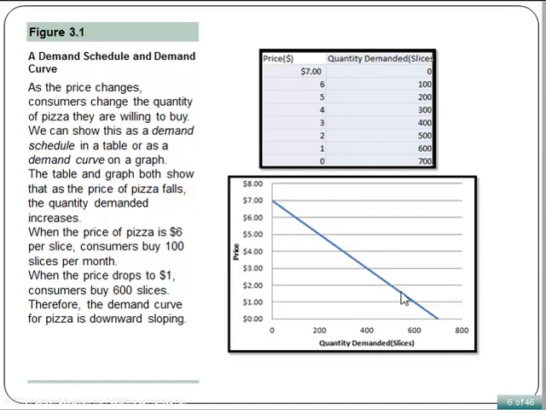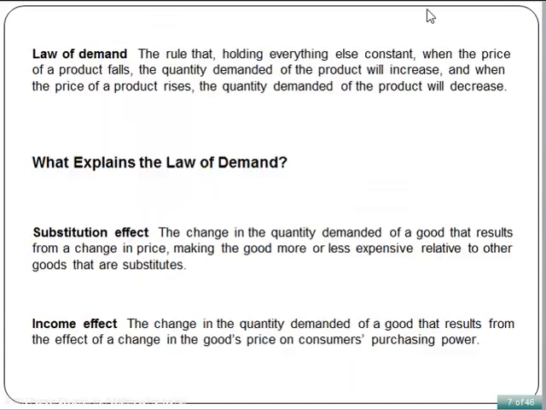Therefore, the demand curve for pizza is downward sloping. We call this negative relationship between the price and the quantity demanded the law of demand, the rule that, holding everything else constant, when the price of a product falls, the quantity demanded of the product will increase, and when the price of a product rises, the quantity demanded will decrease.